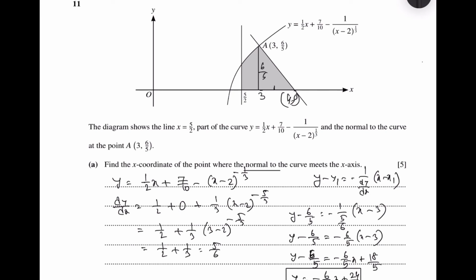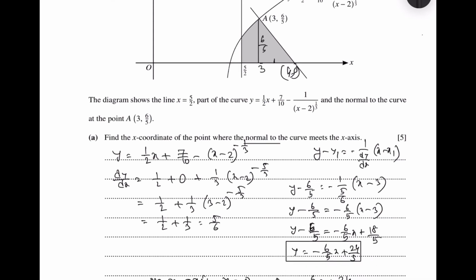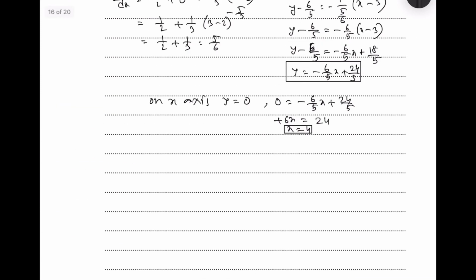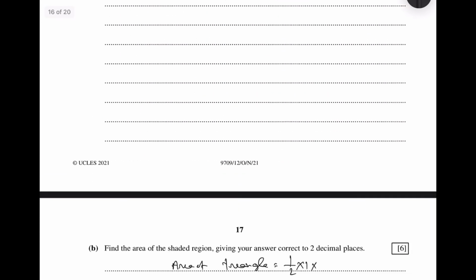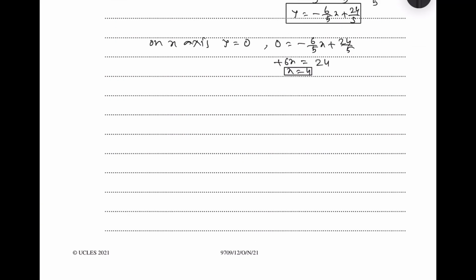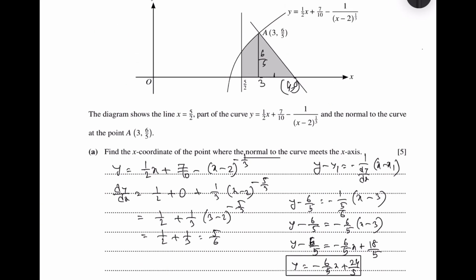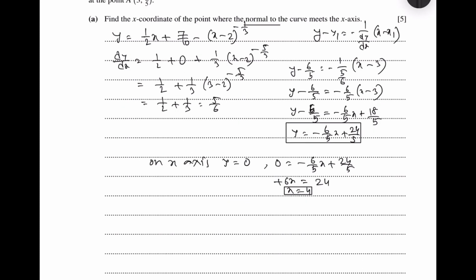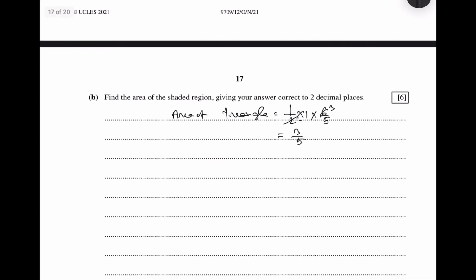So the area of this triangle is half times base times height, half times 1 times 6 by 5, so its area is 3 by 5. Now let us find the area under the curve. So we need to integrate from 5 by 2 to 3. It is not quite easy; we need to integrate this one.